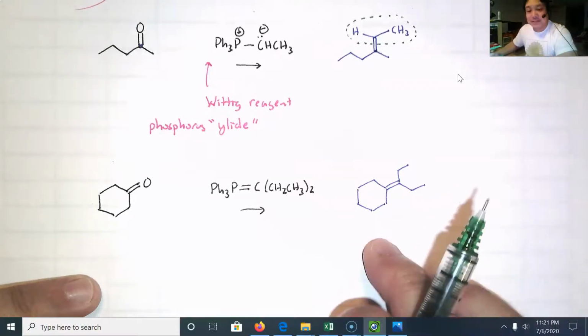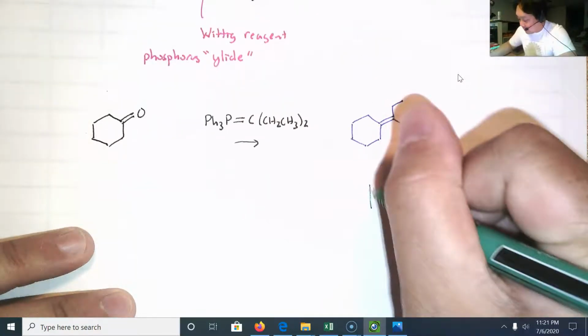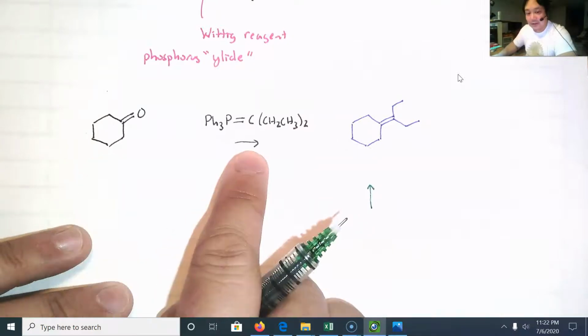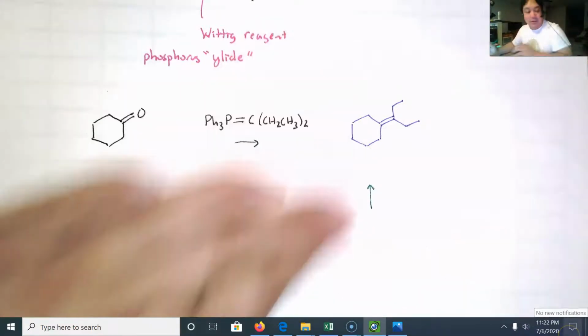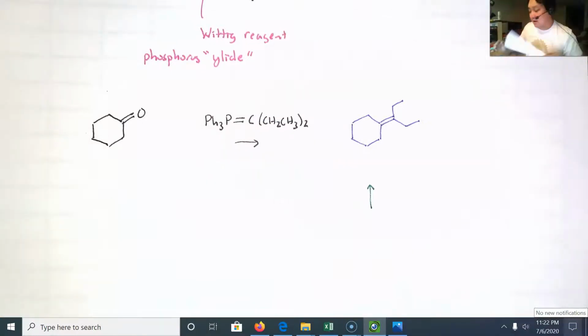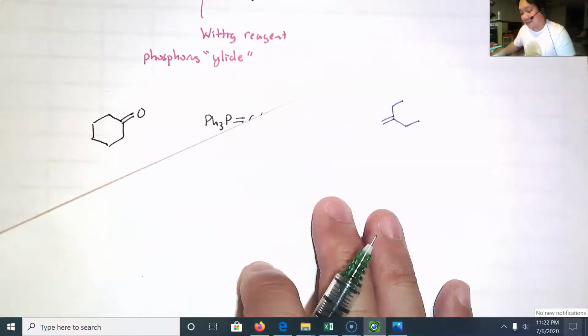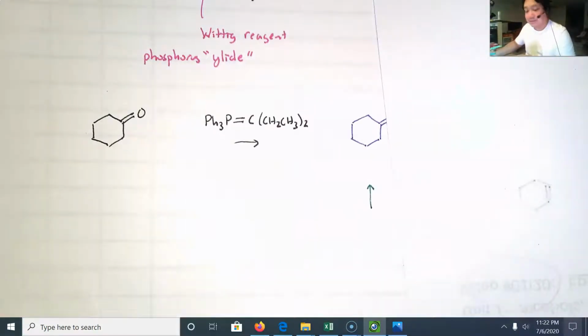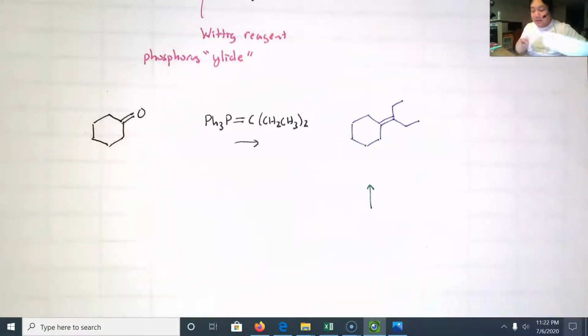What's another way to make this? Why don't we play that game right now? Instead of using this ketone and this ylide, can you tell that maybe we could have used a ketone that looked like that? And the ylide part would provide us this piece right here.